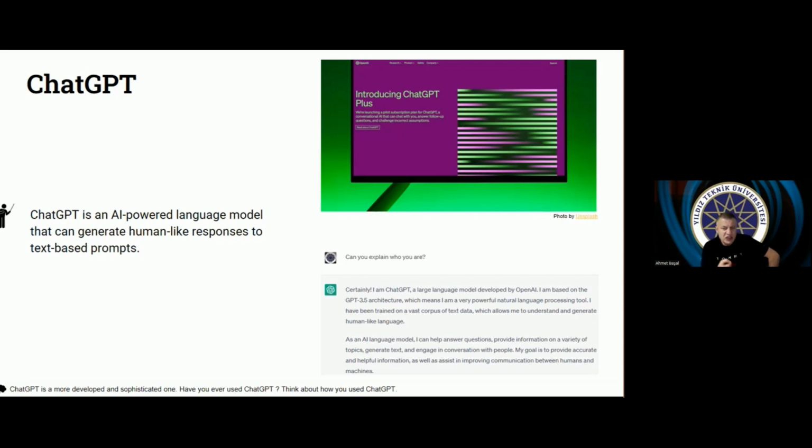So this technology uses machine learning to analyze vast amounts of data, I mean corpus, and generate human-like responses to user inputs. And this model also learns the patterns and structures of language, and develops something like an understanding of how words and phrases are used in context.